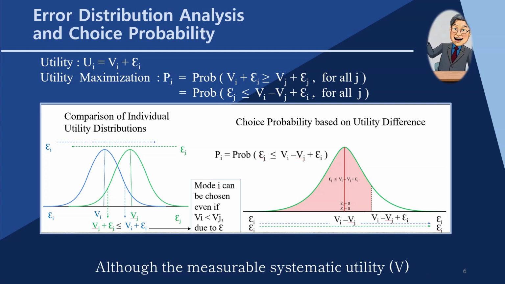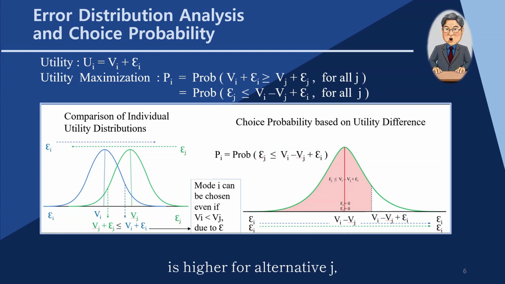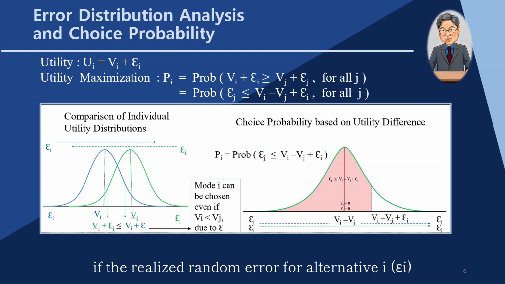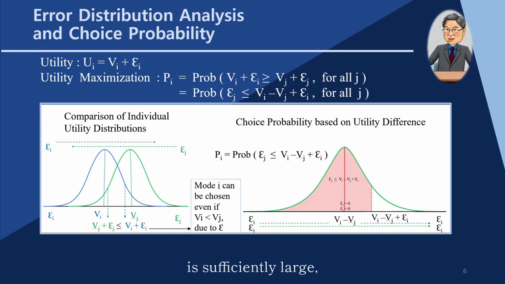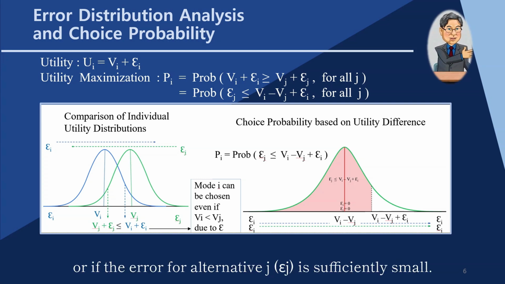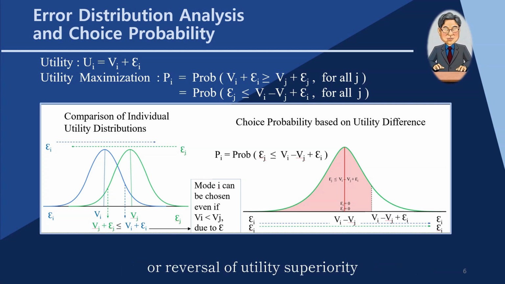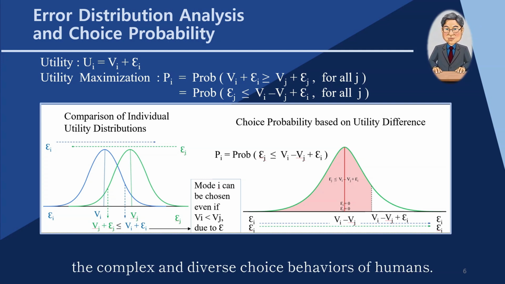Although the measurable systematic utility V is higher for alternative J, the final sum of total utilities can be reversed if the realized random error for alternative I, epsilon I, is sufficiently large, or if the error for alternative J, epsilon J, is sufficiently small. This dual possibility of preservation or reversal of utility superiority is the fundamental principle used to mathematically describe the complex and diverse choice behaviors of humans.